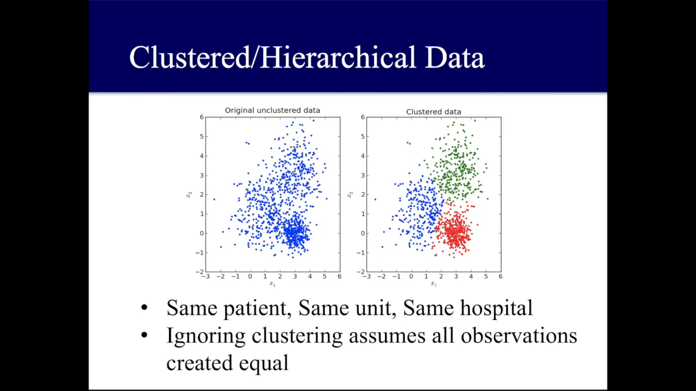Finally, there's the problem of clustered or hierarchical data. I alluded to this in the observational study example, where differences in the boarding times occurred at different hospitals. We know that when you have the same patient or the same unit or the same hospital, those patients are going to be more similar to each other than they are going to be to patients in other clusters. The important thing is that by ignoring this clustering, you're assuming all observations are created equal. And this may be a false assumption that decreases the accuracy of your estimates.